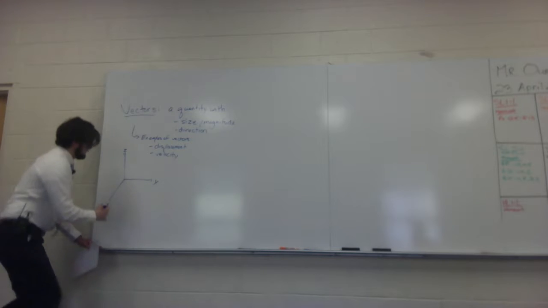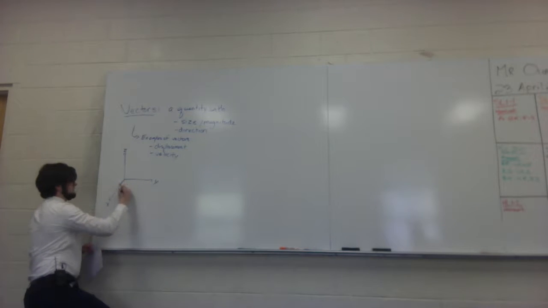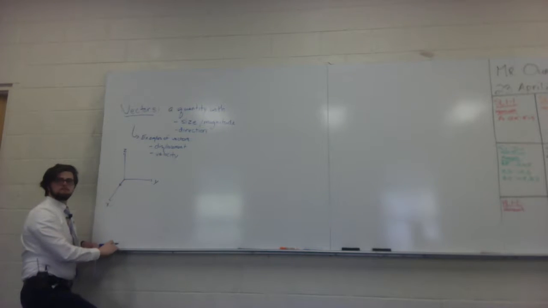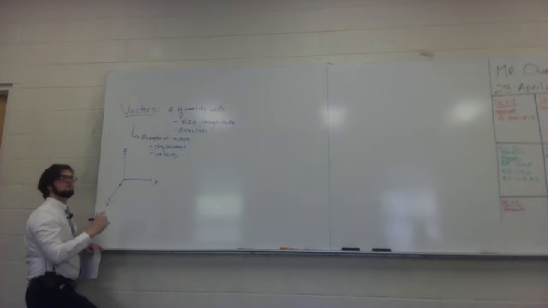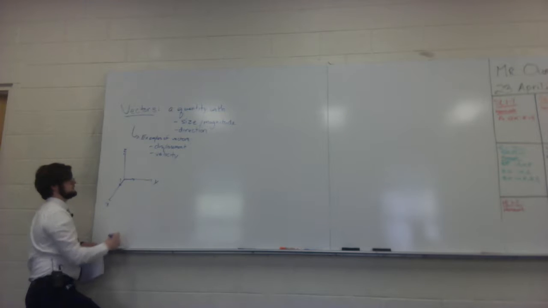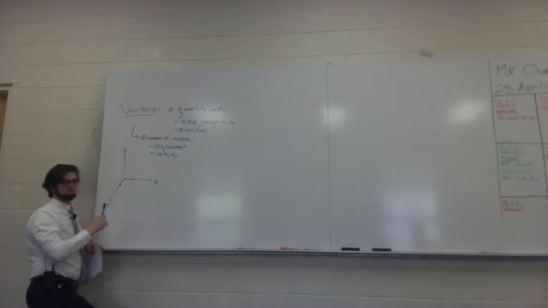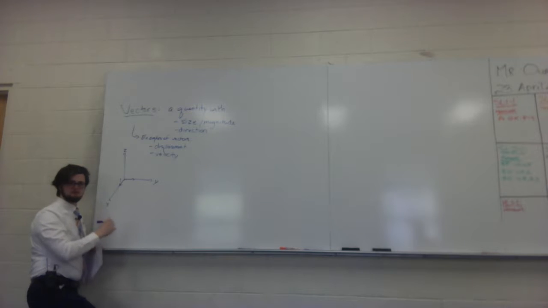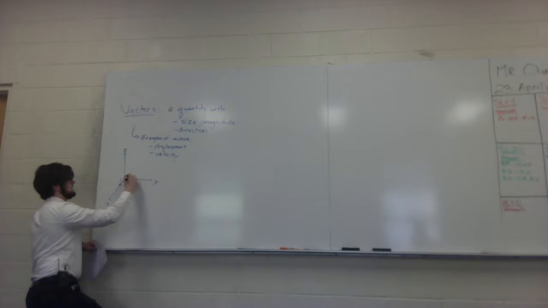Okay. The unit vector in the direction of x is what? 1. What do we call it? I. Good. But what do we call the special unit vector in the direction of x? What's the special unit vector in the direction of y? J. Good. And then z? K. Good.